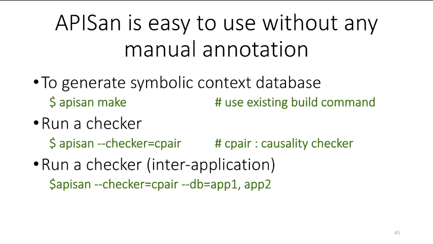And API sanitizer is easy to use without any manual annotation. To generate the symbolic context database, you can use your existing build command. And you can run the checker intra-application and inter-application.